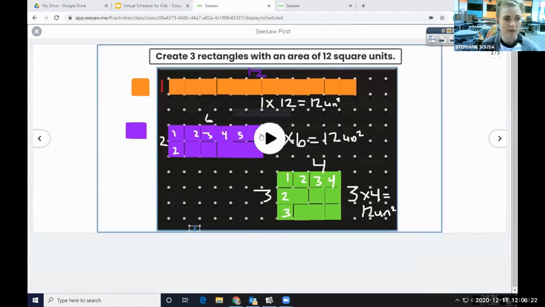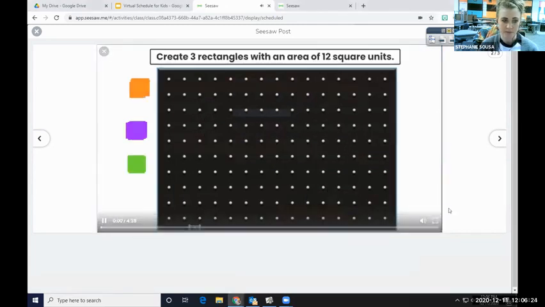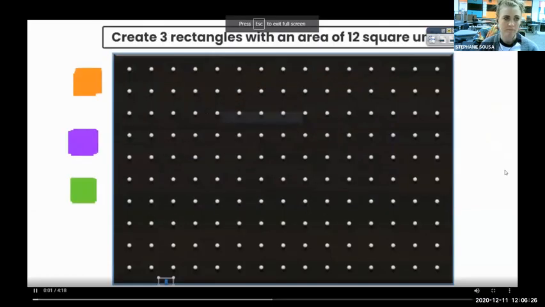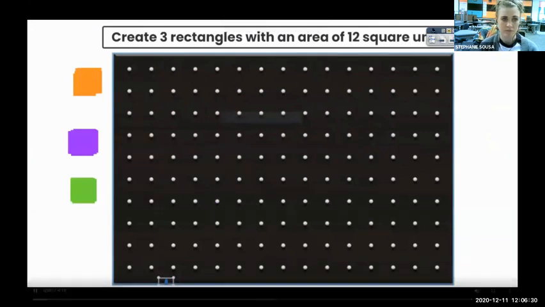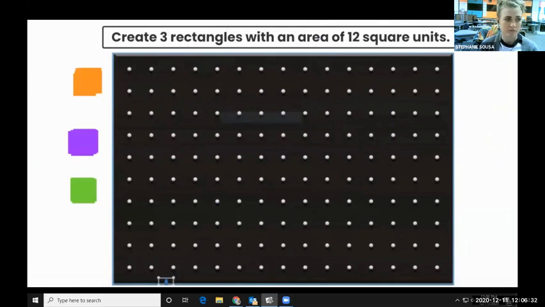Here is how this looks. Today we're going to talk about how to create rectangles with a given area. A given area is the area that we have been told should be in total when we complete the rectangle or the square. Today our directions say create 3 rectangles with an area of 12 square units.